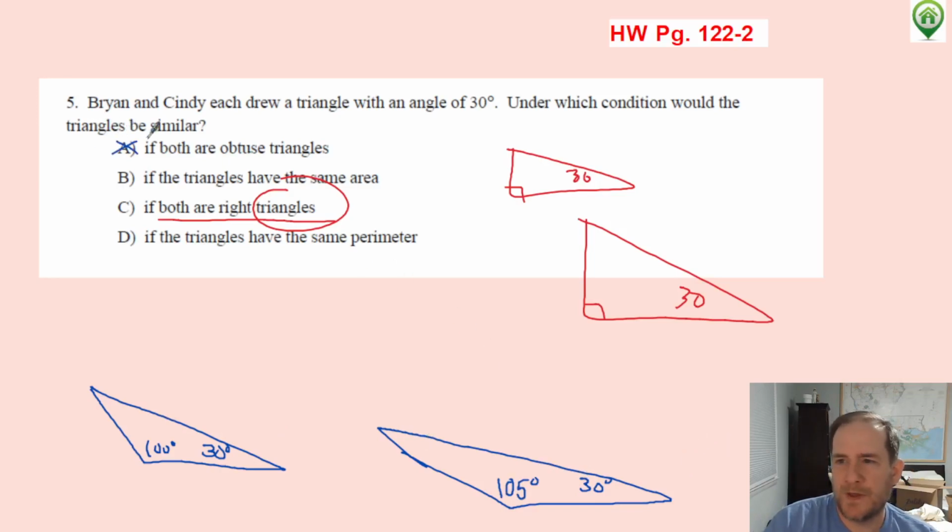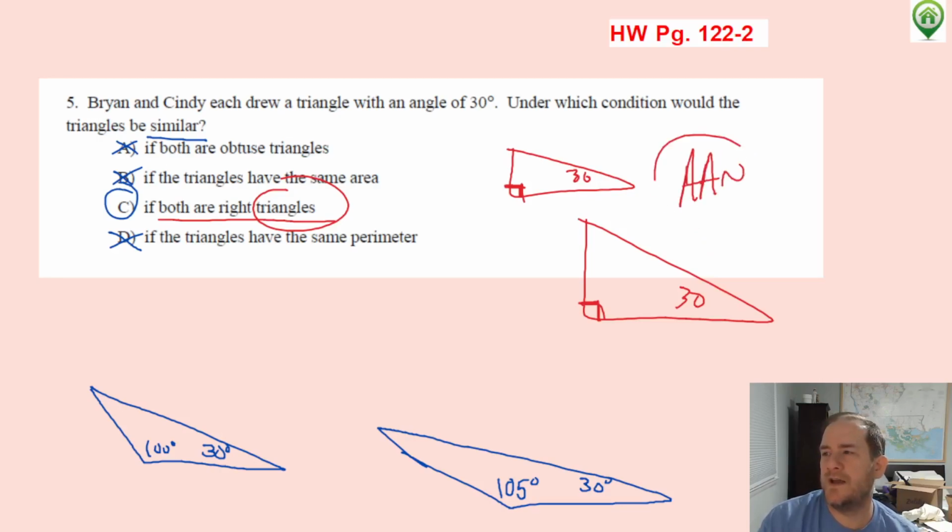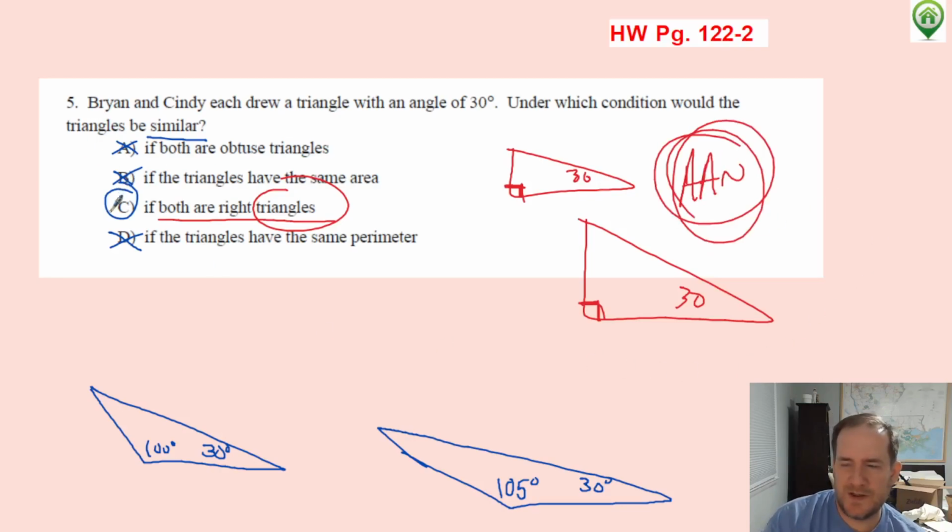So it ain't that. It says if the triangles have the same area. Well, no, the area doesn't really control the shape at all, so that's not right. D says if the triangles have the same perimeter. Well, they shouldn't have the same perimeter if they're trying to be similar. One perimeter should still be bigger than the other, so D is silly. So obviously it's C, if both are right triangles. And that just, well, if you tell me they're both right triangles, then I've got a right angle and a right angle. I've got a 30-degree angle and a 30-degree angle, and that sounds like angle similarity to me. So C leads us directly to angle similarity, and we know that we're similar.